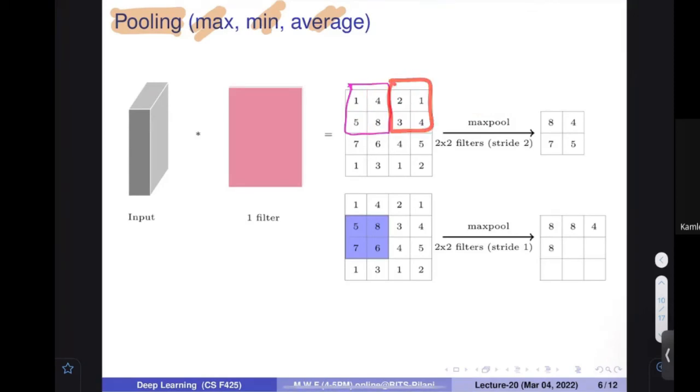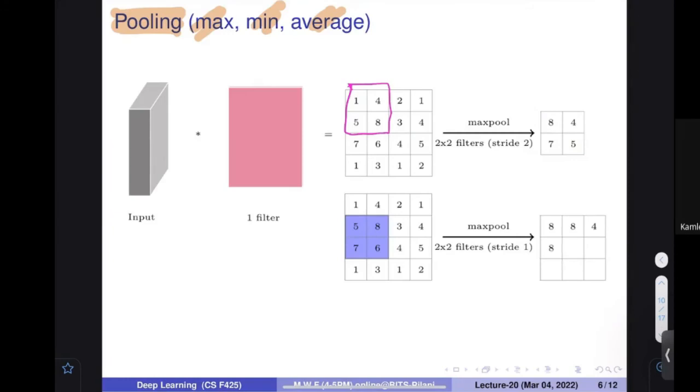For example, when I apply a filter, for example a 2 cross 2 filter, if I don't tell you what the stride is, then stride is equal to 1. But in case of pooling, if I don't specify, the stride would be 2, equal to the filter size. So what is the next value I'm going to find out from here? It is going to be 4. The next value from here is going to be 7. The next value from here, the maximum value is 5. So this is the output I'm going to get.